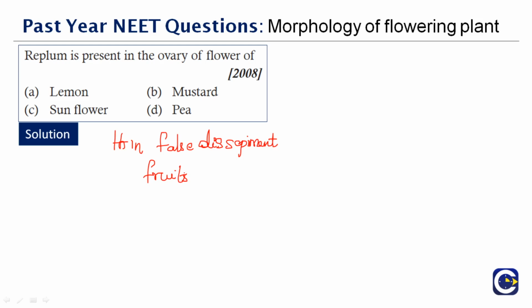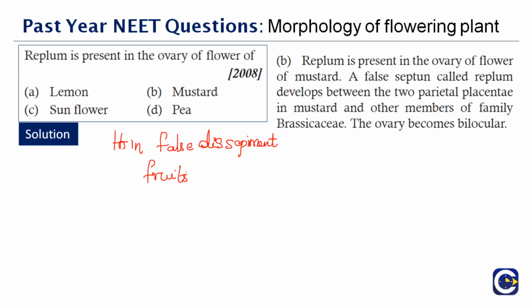So you understand what the definition is here? It is a thin, false dissepiment separating the two valves of some fruits, from which the valves fall away at maturity. And this is visible in mustard. Replum is present in the ovary of the flower of mustard. A false septum called replum develops between the two parietal placentae in mustard and other members of the family Brassicaceae. So the ovary becomes bilocular. Therefore the right answer is option B, mustard.